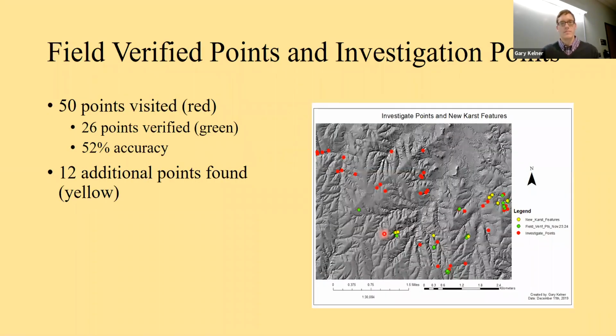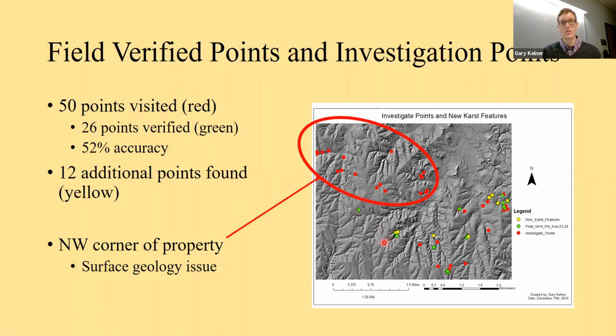50 points were visited, as shown in the red on this figure on the right. 26 points were verified during the field verification, which is shown with the green dots on this figure. That's a 52% accuracy. 12 additional points were found during this field verification, as shown in yellow. Looking at the northwestern corner of this property, there's a surface geology issue. It was determined that the aerial mapping method used by the Kansas Geological Survey did not adequately map the geologic units in this area.